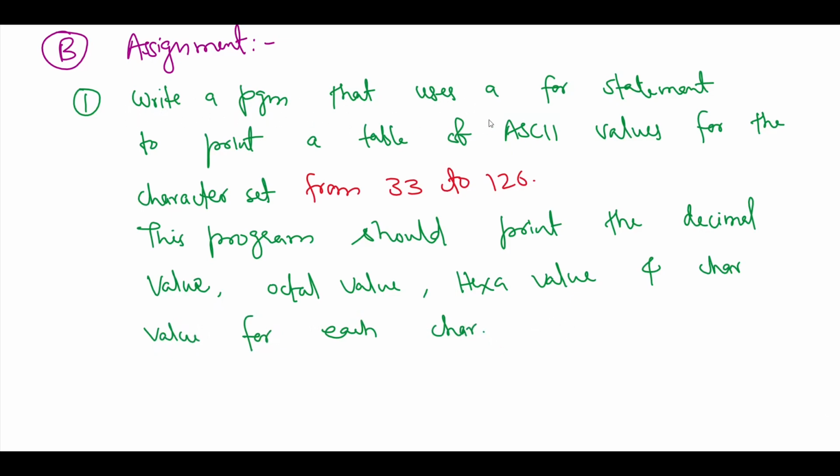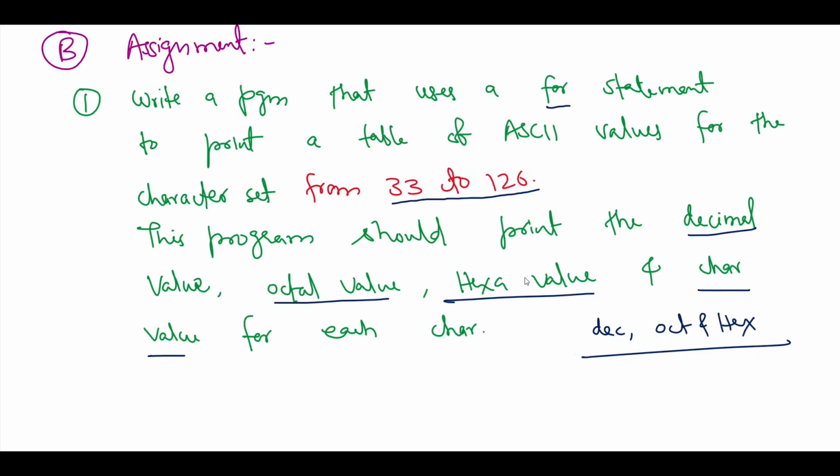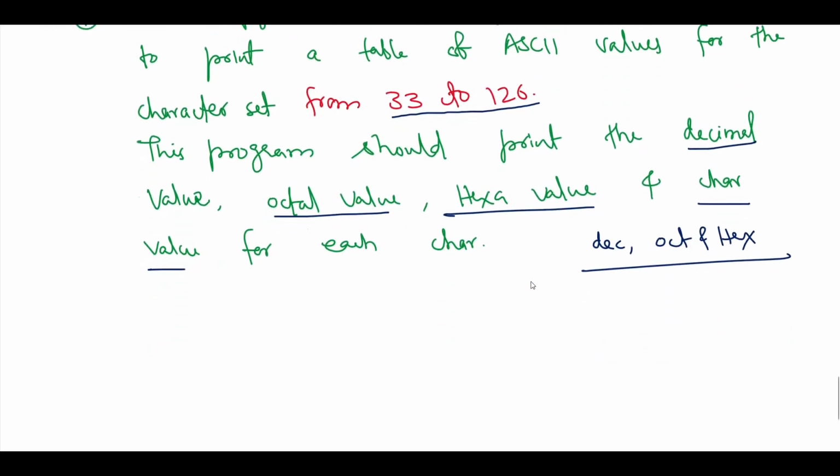In the first question, you have to write a program that uses a for statement, and you need to print a table of ASCII values for the character set starting from 33 to 126. The important thing here is that you need to print decimal values, octal values, and hexadecimal values. Along with all these, you have to print the character value for each character. So you can use the dec, oct, and hex stream manipulators. Right?